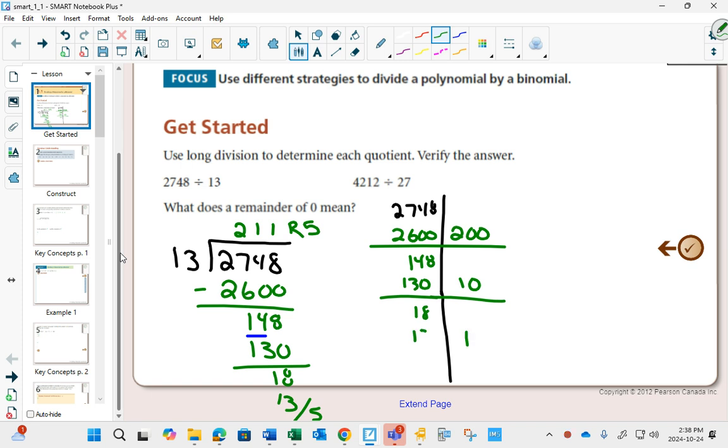Same thing here, you take off one more. Add these up, 211. And there's still 5 left. That 5 still needs to be divided by 13. Okay? So this is long division.